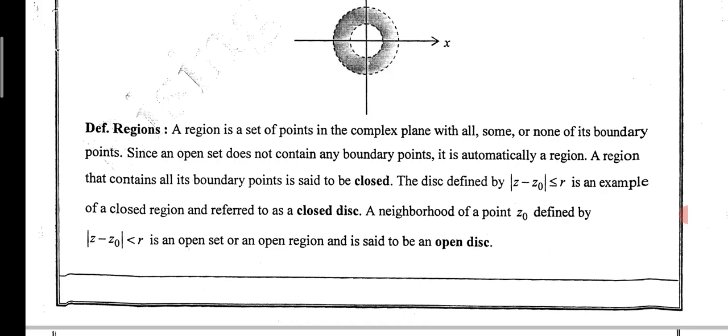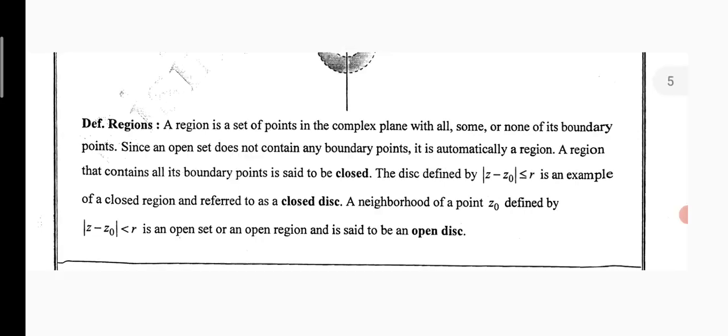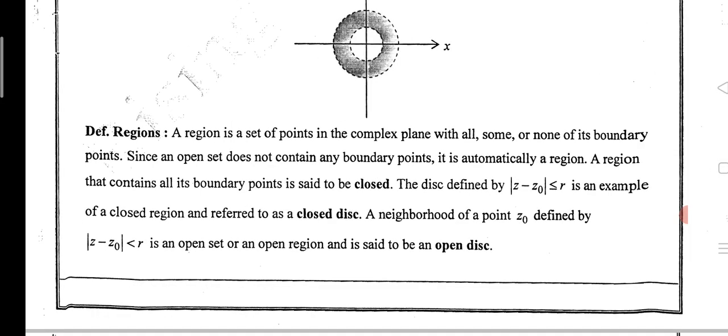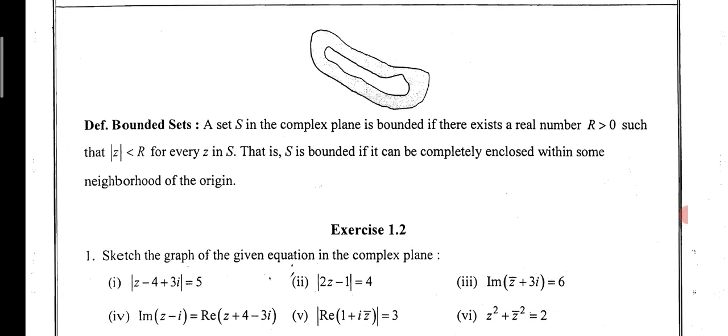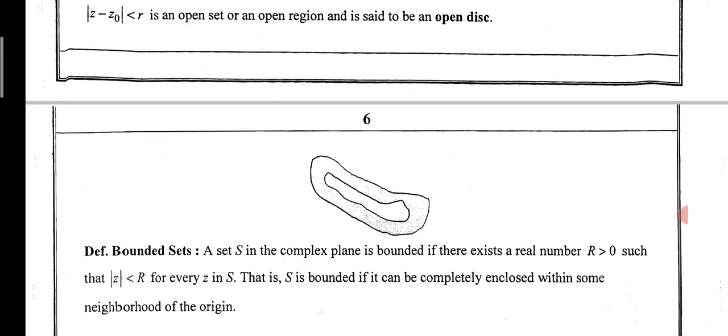The disk defined by mod z minus z naught less than or equal to r is an example of a closed region and is referred to as a closed disk. A neighborhood of a point z naught defined by mod z minus z naught less than r is an open set or an open region and is said to be an open disk. These are called regions. We move to the next definition, bounded sets.